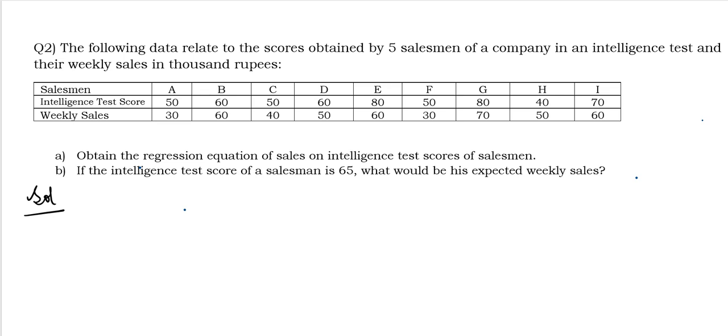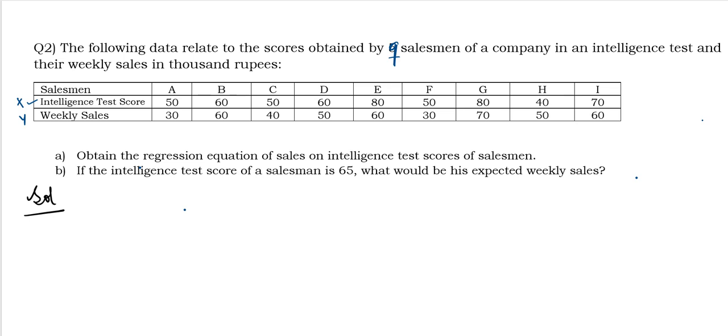Okay, so the following data relates to the score obtained by 9 salesmen of a company in an intelligence test and their weekly sales in 1000 rupees. So these are the 9 salesmen named from A, B, C till I. This is the first variable, intelligence. Let the first variable be X and let the second variable be Y. So these are the variables which are being given, and weekly sales is also being given.